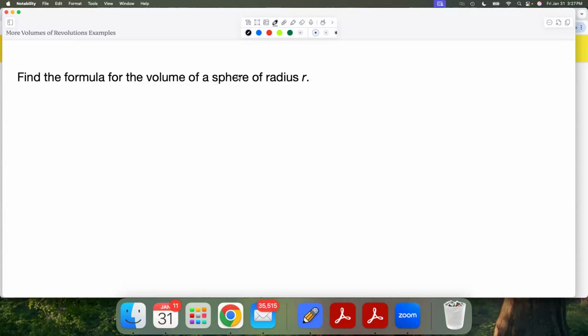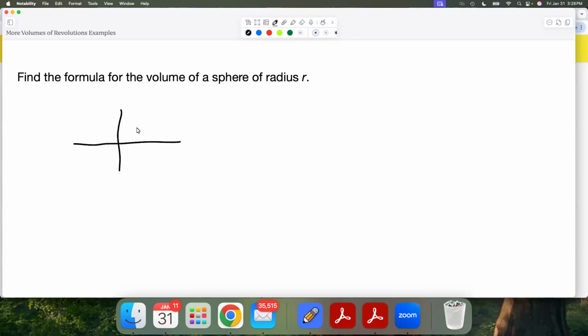So notice we just got a word problem here. We're going to derive the volume of a sphere of radius r. We know what the answer is, 4/3 pi r cubed. We're going to prove it. This is where it comes from. I want you to understand that we're literally proving the formula for the volume of a sphere right here. This is how it's done.